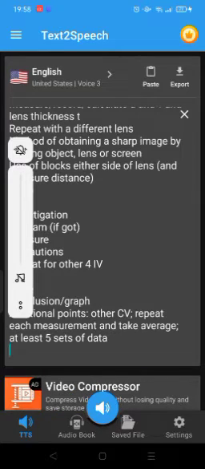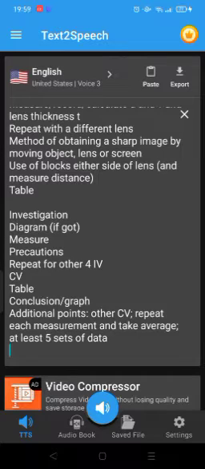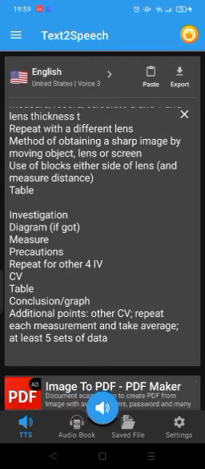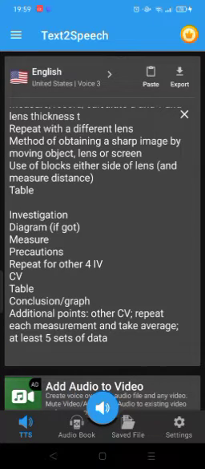Investigation: determine focal length. Additional apparatus: screen and meter rule. Diagram: suitable arrangement of apparatus with U and V labeled. Method: obtain clear focused image and measure U and V. Repeat for other values of U. Precaution for clear, focused image.